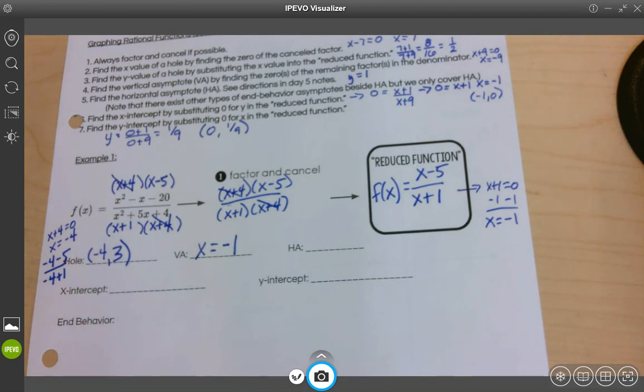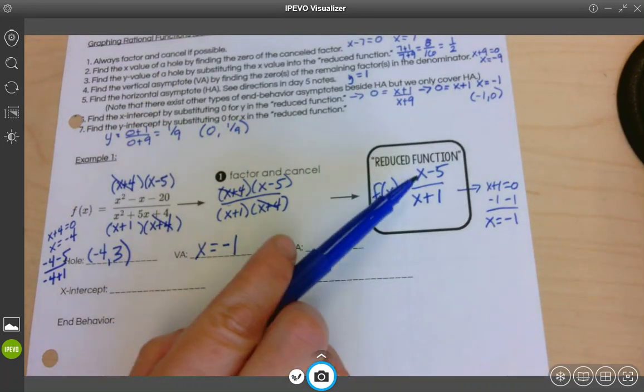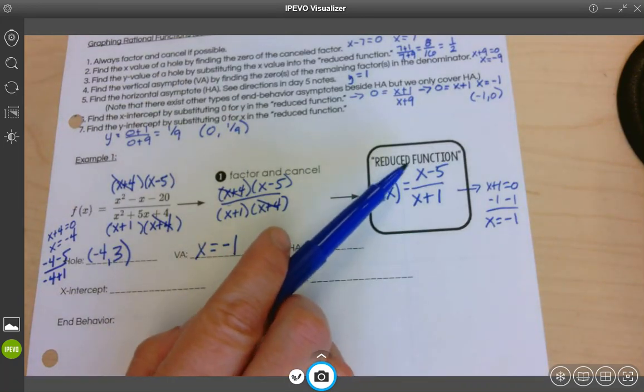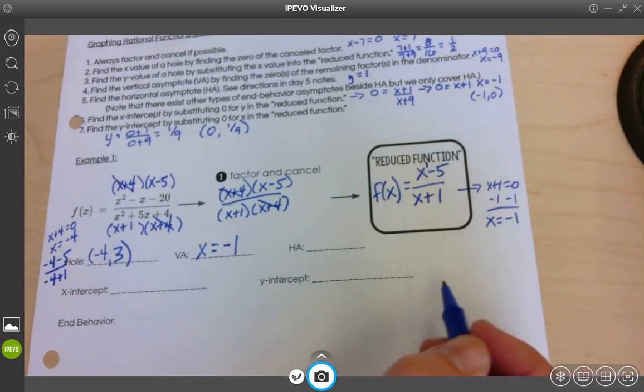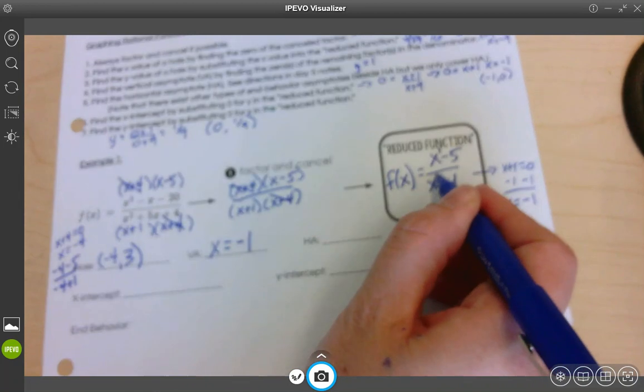For the horizontal asymptote, we need to consider the degree of the numerator and the denominator. The degree of the numerator and denominator, are they the same? Is the top bigger? Is the bottom bigger? Remember, degree comes from the highest exponent. What's the highest exponent on the top? 1. And what's the highest exponent on the bottom? 1. So they're the same.